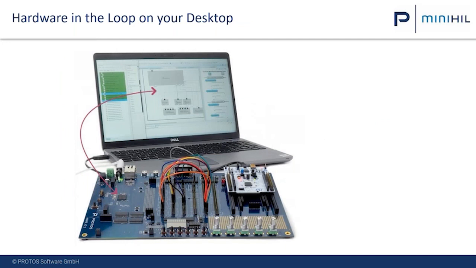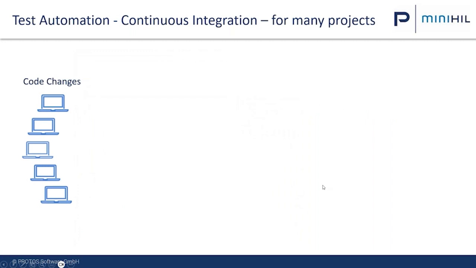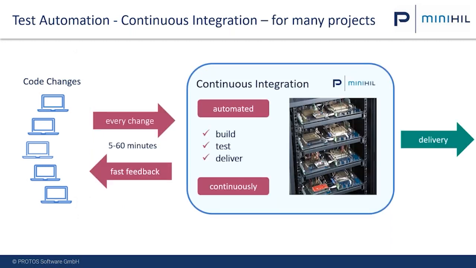So what does the hardware in the loop look like on your desktop now? That's a setup for one project. For example, you have the mini hill board next to your laptop or your desktop. You connect it, you can model the test environment and the simulations and so on, and trigger the test directly from your laptop. So for continuous integration, you need a little bit different setup.